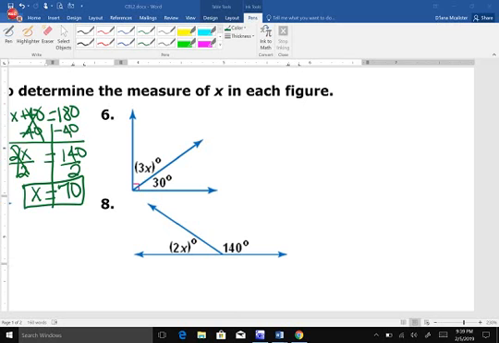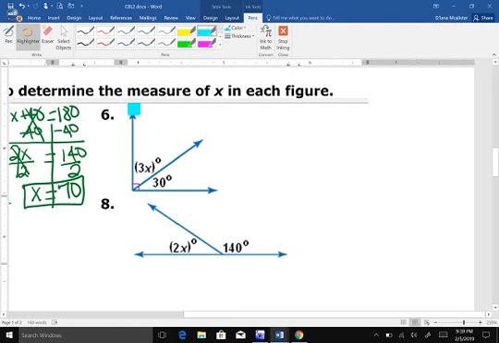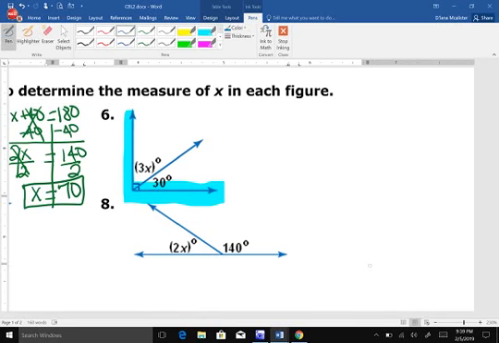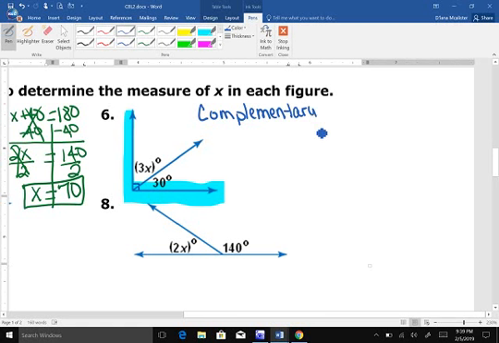Let's take a look at number 6. Number 6 creates a right angle, which means they are complementary angles. And we know that complementary angles sum to 90 degrees. So we will add 3x plus 30 equals 90. We will solve this one the same way.